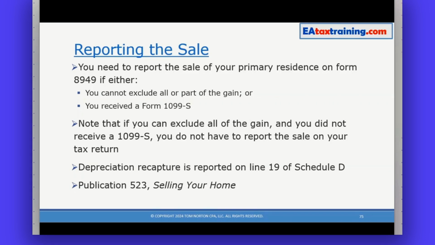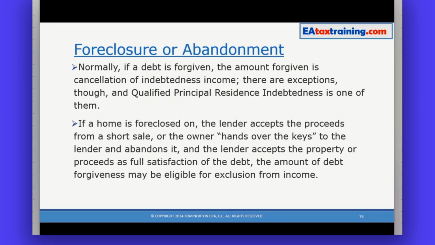But remember, if you can't exclude all of the gain for any reason, or if you do receive a 1099-S, then you do have to report it. And if you have depreciation recapture, that is reported on line 19 of Schedule D. And there is this publication that's all about selling your home that has all of these rules in it. So if you want more information, you can check that out.